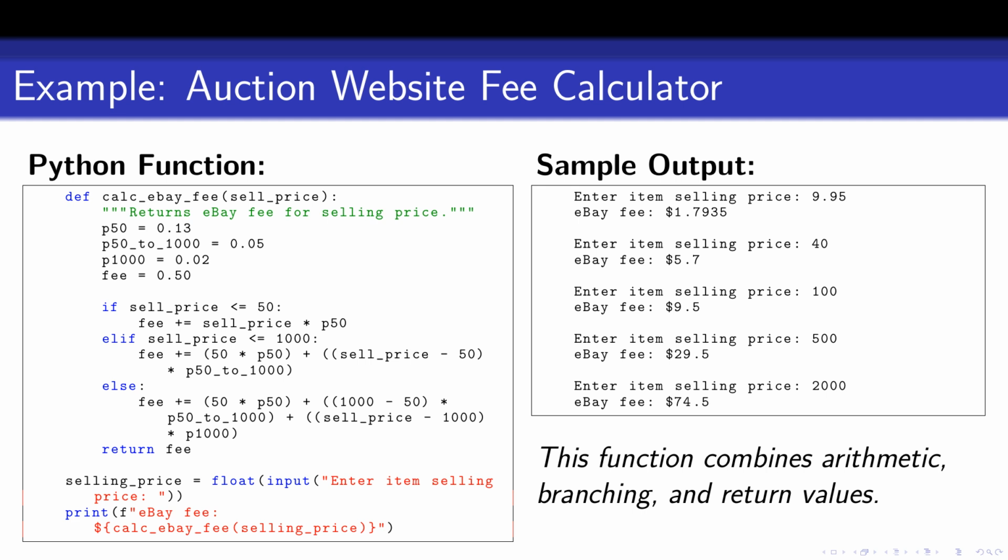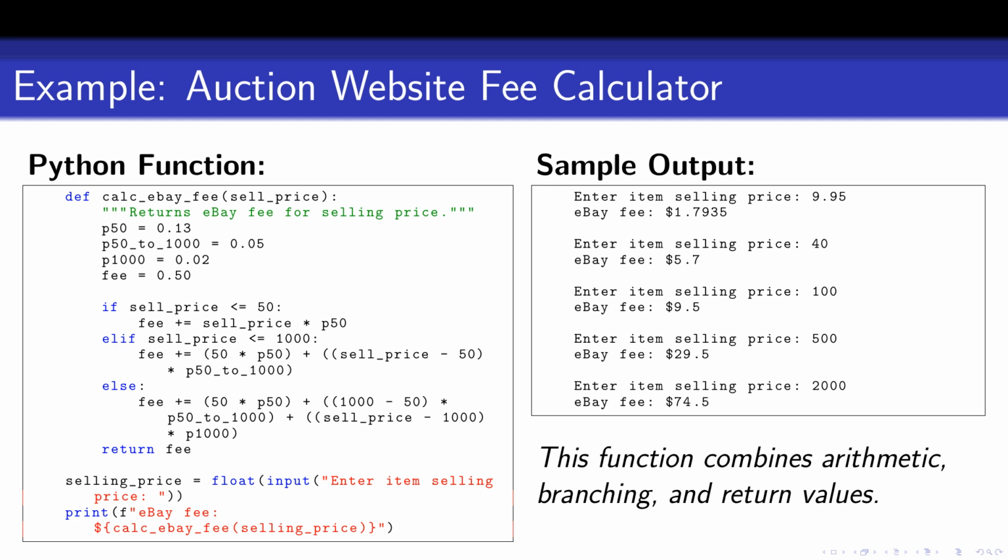It uses conditional logic to apply different rates depending on the selling price: 13% for the first $50, 5% for amounts up to $1,000, and 2% beyond that. Inside the function, branching and mathematics are combined to return the final fee. The function is then called with user input, and the result is printed.